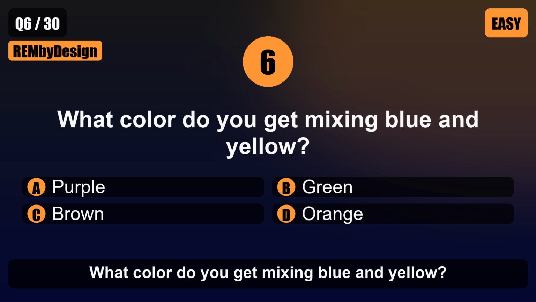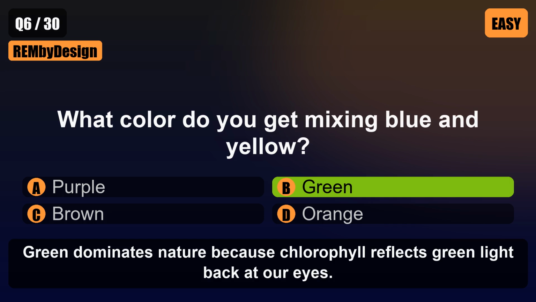What color do you get mixing blue and yellow? A. Purple, or B. Green, or C. Brown, or D. Orange. The answer is B. Green. Green dominates nature because chlorophyll reflects green light back at our eyes.